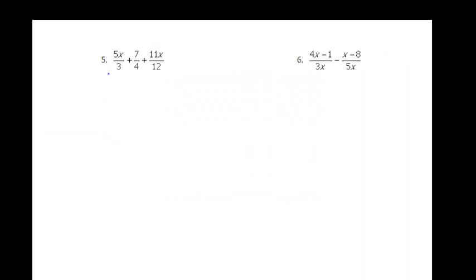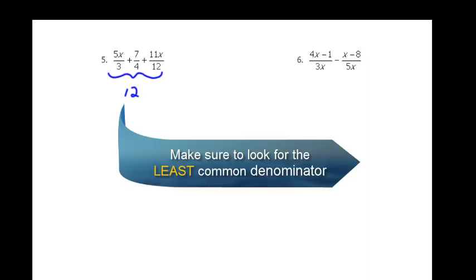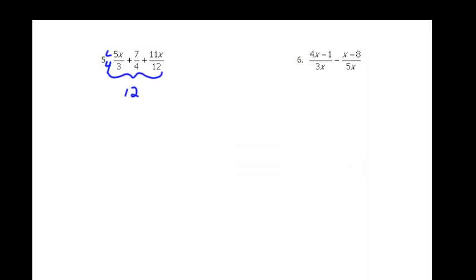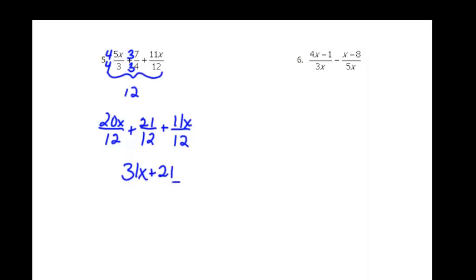Now, what do we do when we don't have a common denominator? Well, you need a common denominator, and you want to try and get the least common denominator here. I don't want to multiply 3 by 4 to get 12. My least common denominator is 12. It's going to get very complicated very fast with the algebra if you don't think of the least common denominator. So I'm going to multiply numerator and denominator by 4 here, numerator and denominator by 3 here, which is going to give me 20x over 12 plus 21 over 12 plus 11x over 12. And when I add that up, I get 31x plus 21 over 12. And there's no common factors, so I'm all set.